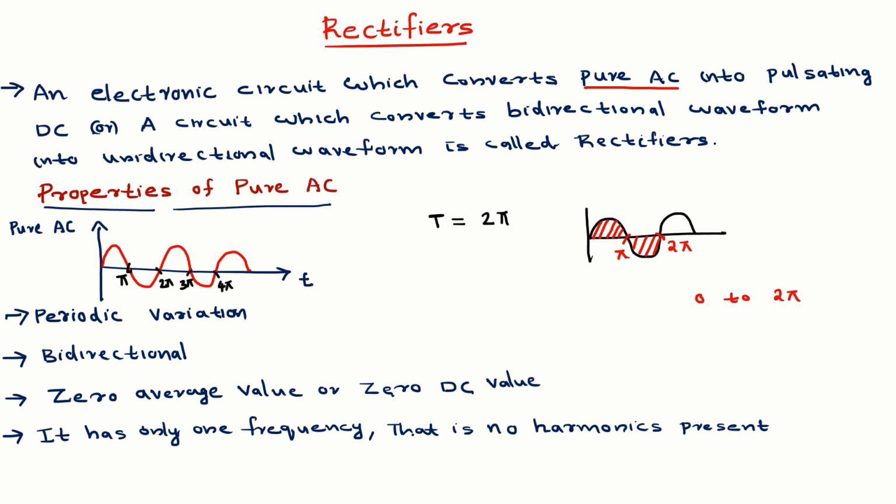So the average value can be found out from the area of the signal. Take the area of the signal over the fundamental time period. Area is the same as integration. So I can modify the statement.